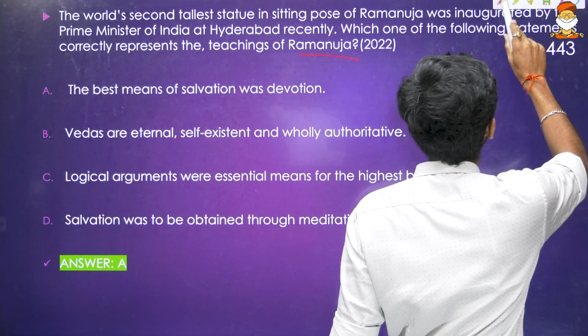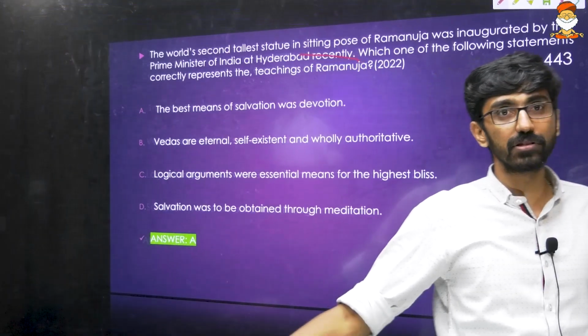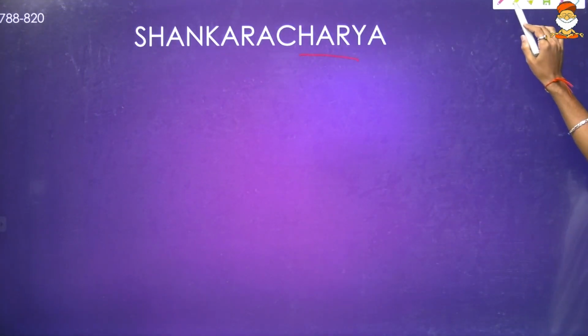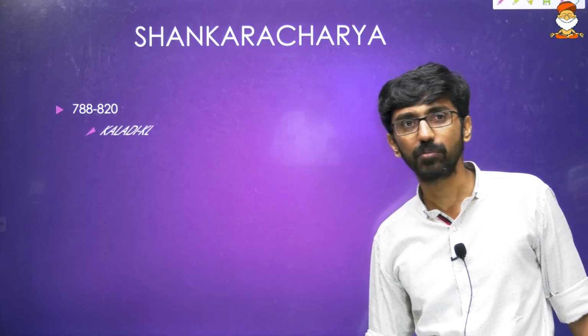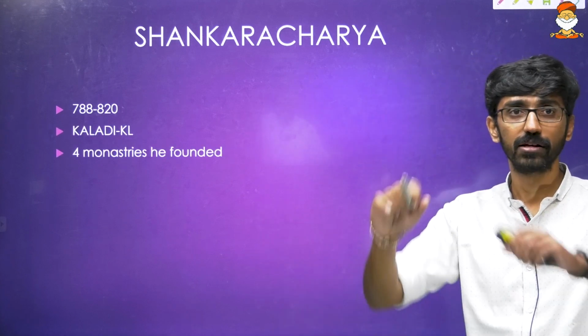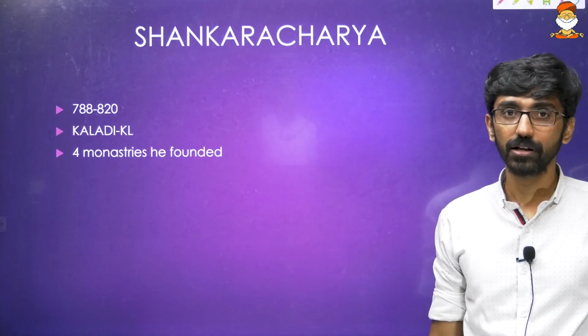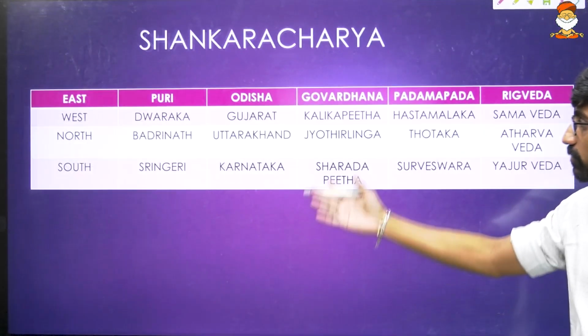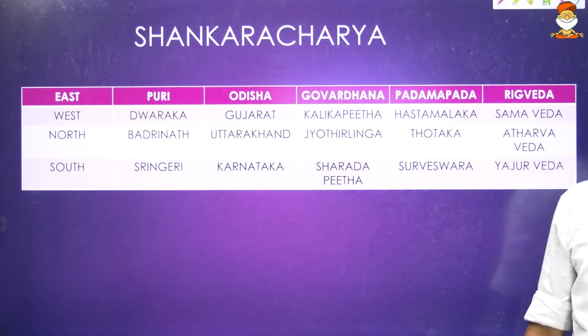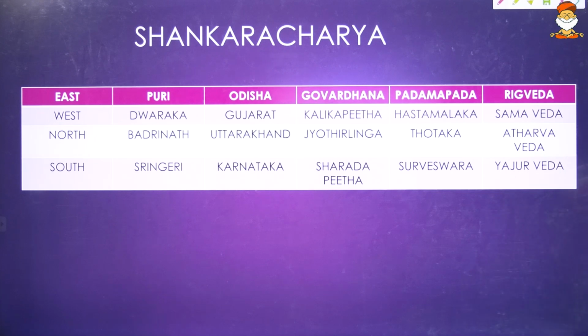First Shankaracharya, 788 to 820, around the 8th century AD. He's from Kerala, Kaladi, and he founded 4 monasteries in the 4 directions of India. Now, which are his 4 monasteries? The list is given here, representing east, west, north and south, and also representing different Vedas: Samaveda, Atharvaveda, Yajurveda and Rigveda.